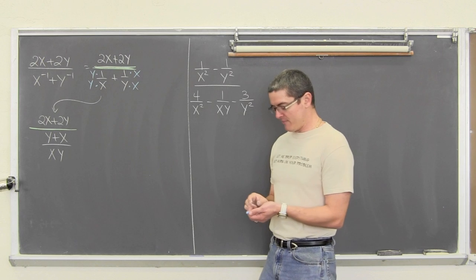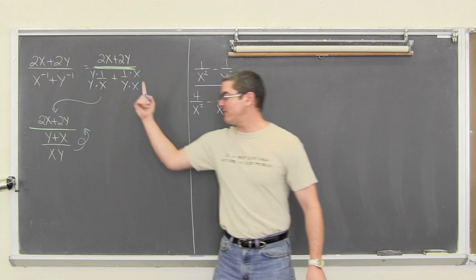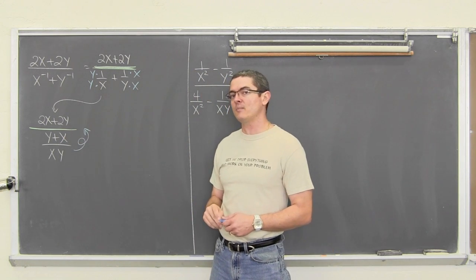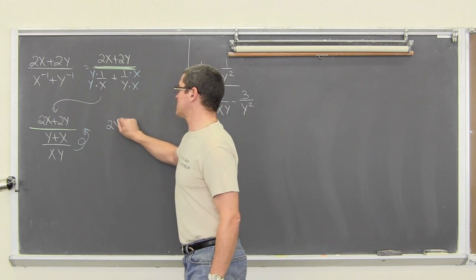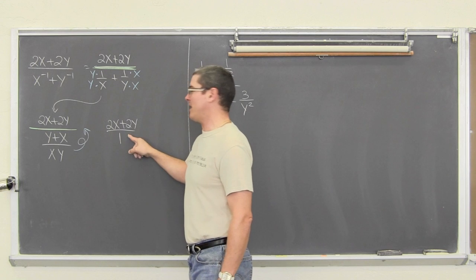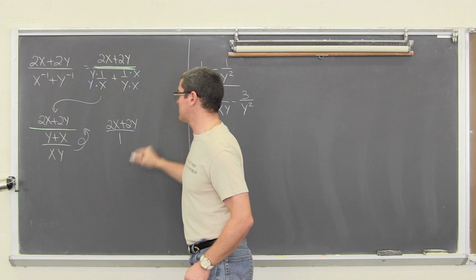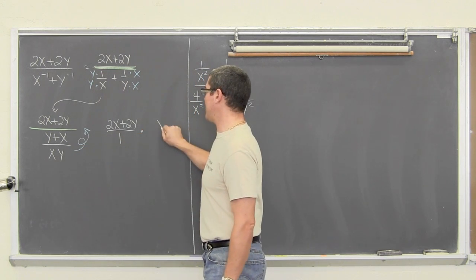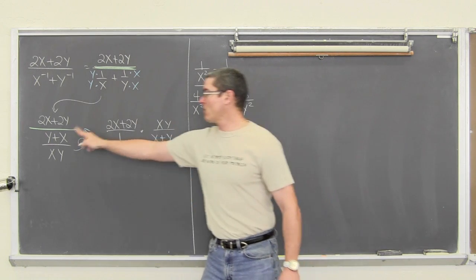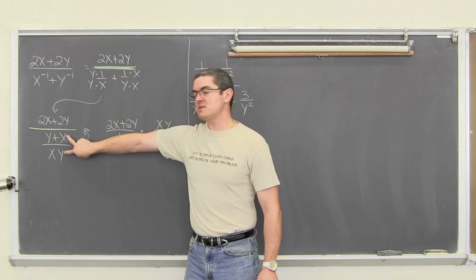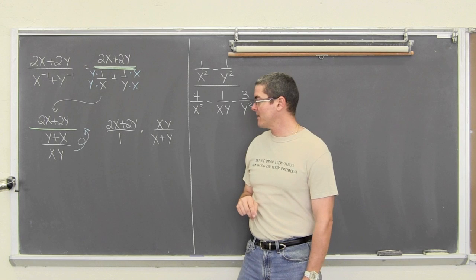And we're going to flip that bottom fraction up. So we're going to take 2x plus 2y divided by this fraction in the denominator. We're going to change that division to multiplication. So we're going to flip that bottom fraction up and get 2x plus 2y over 1, times, now we're going to take the bottom and flip it up, we get xy over x plus y. I'm going to go ahead and change the order of that addition. Again, this was the fraction in the denominator and it's getting flipped up, or we're multiplying the numerator by the reciprocal.